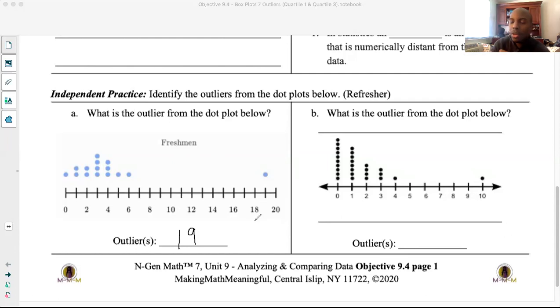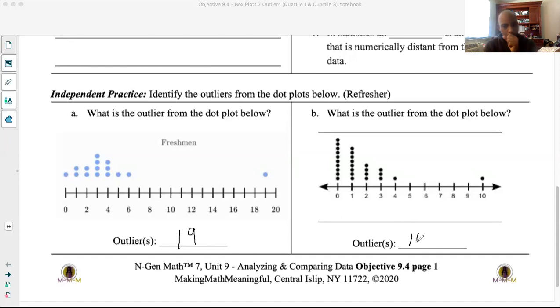That's important even when you set up your own number line, to make sure you pay attention to what the actual numbers are distributed as. Okay. Look at the second one here. What is the outlier from this dot plot? And we should all agree that the outlier here by observation is 10.